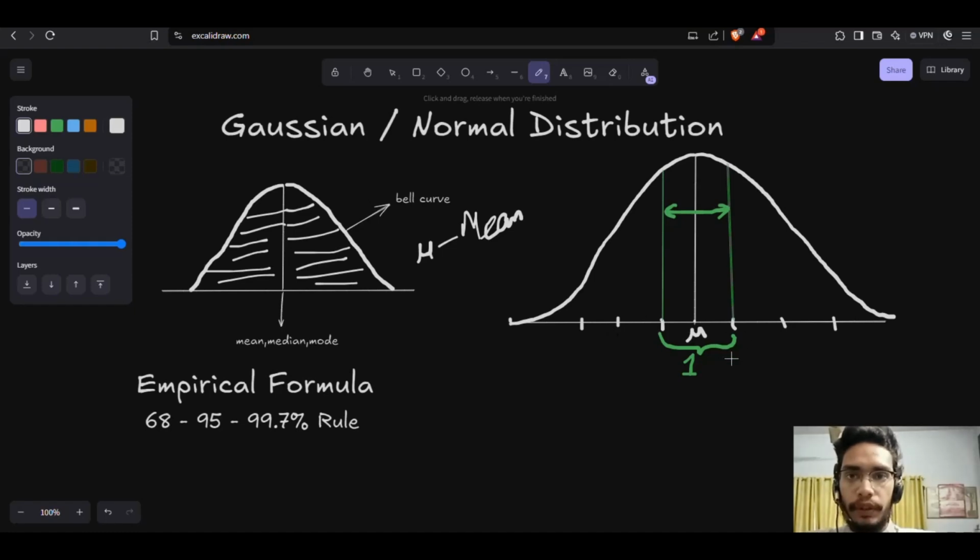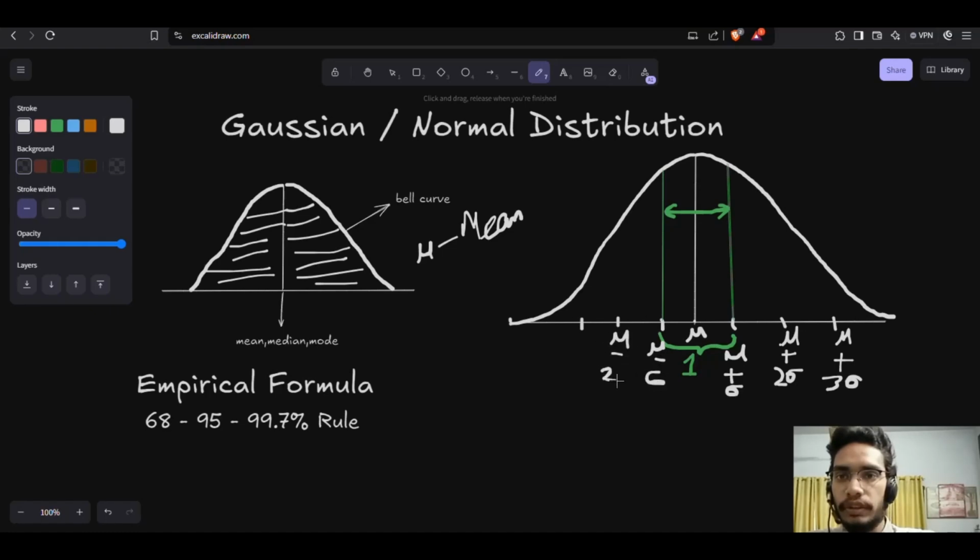This is your mu, and how are you going to calculate this point? This point is basically your mu plus standard deviation. This is mu plus 2 standard deviations. This is mu plus 3 standard deviations. Similarly, here you can calculate mu minus standard deviation. This is mu minus 2 standard deviations, and here it is mu minus 3 standard deviations. So this is how your standard deviation points are calculated.